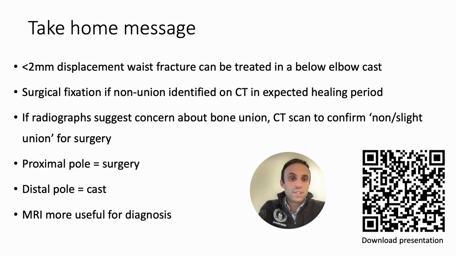If the radiographs suggest concern about bone union, get a CT scan to confirm non or slight union, which is less than 20% of cortical crossing at the fracture site. And in conclusion, proximal poles need surgery, distal poles need cast, and in between there's discussion depending on the amount of displacement. And MRI is now much more useful for diagnosis, and that's what I go to.